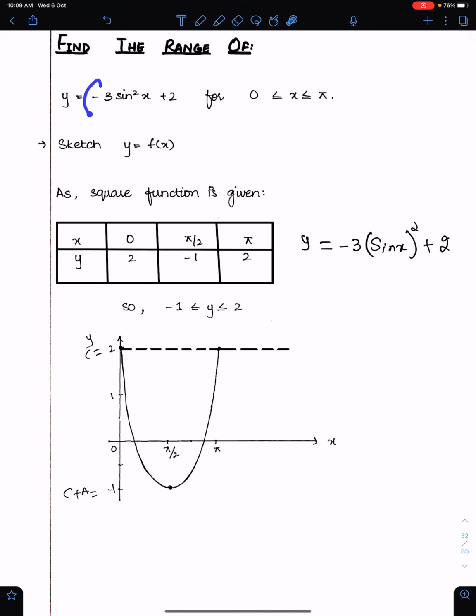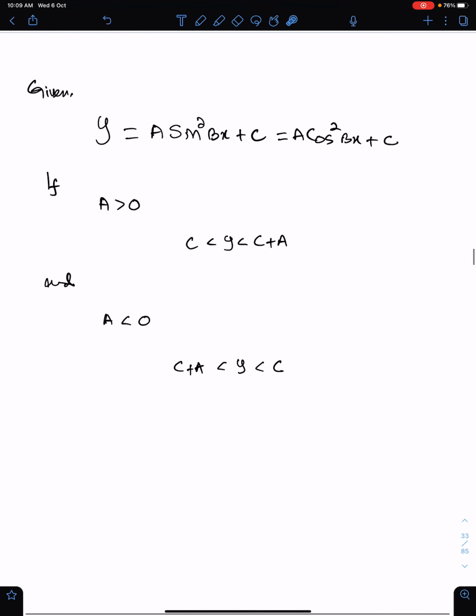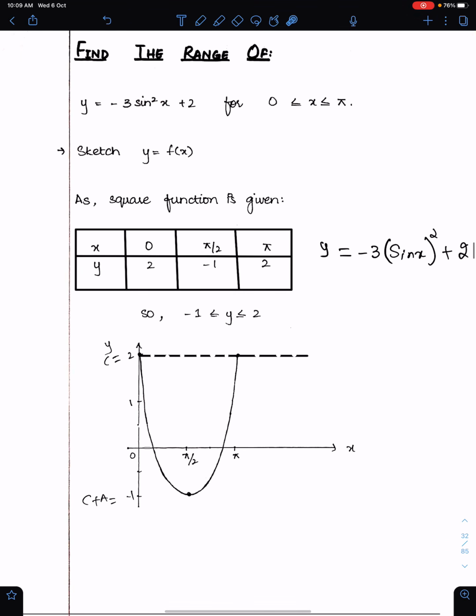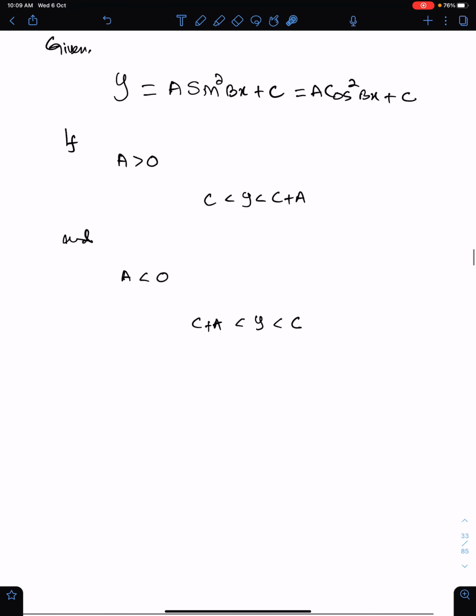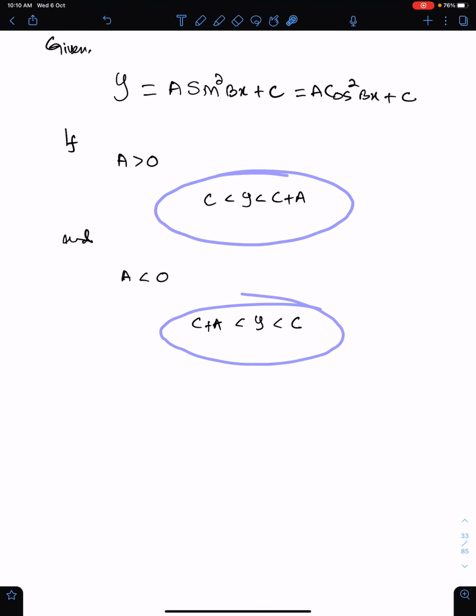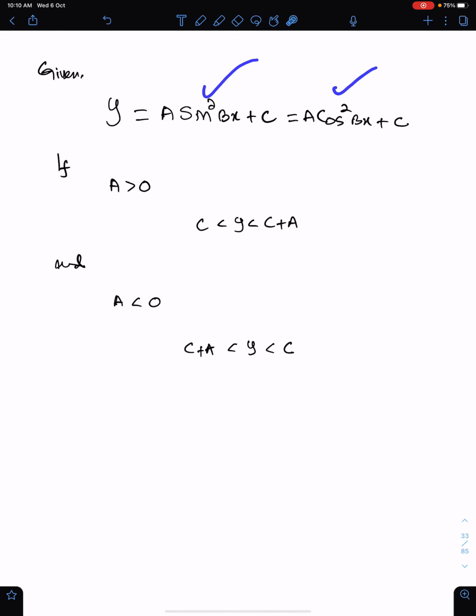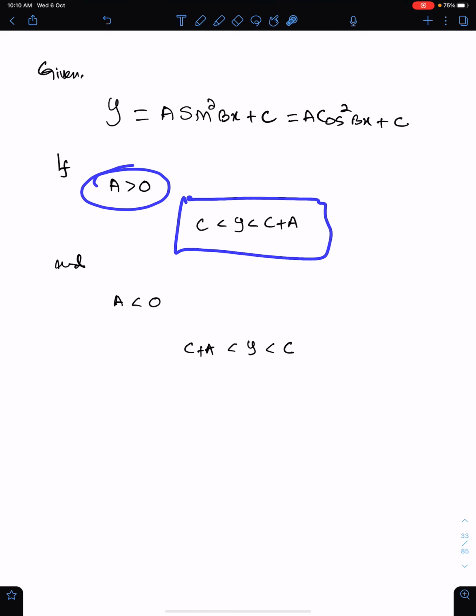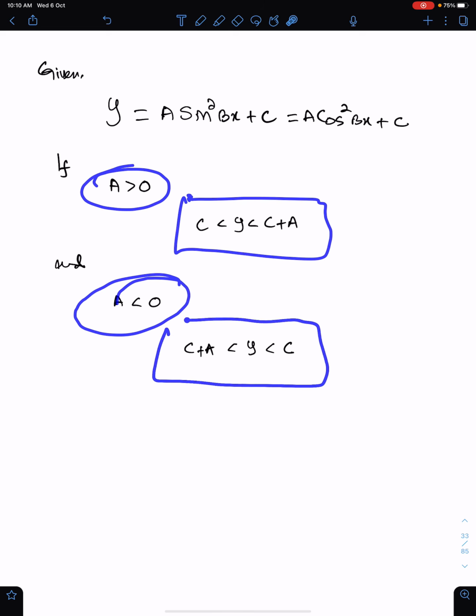So when A is negative, then this is the range. C plus A is minimum, C is maximum, and we had this thing here. This is C plus A and this is C. So you can directly write the range of this function without sketching the function with the help of these formulas. So remember, when we have power 2 functions of sine and cos, and when A is positive, then this is the formula of the range of sine and cos both. And when A is negative, then this is the formula of the range for both.